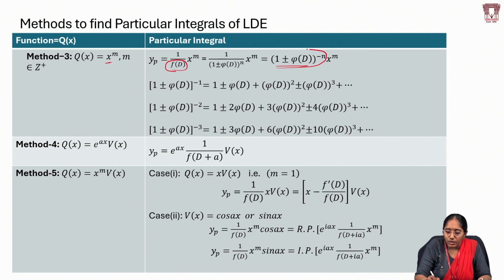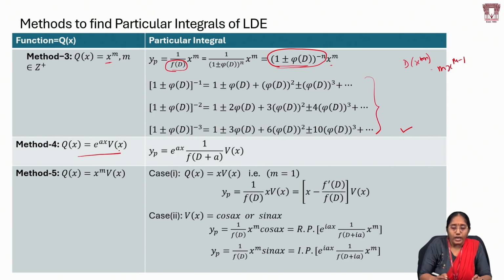For expanding this binomial, we use these specific formulas. These are the binomial formulas. Use these binomial formulas. Expand 1 plus r minus phi of D whole power minus 1, or whole power minus 2, or whole power minus 3, multiply each term with x power m and then evaluate. Here evaluation means the D of x power m. What is the derivative of x power m? M into x power m minus 1, and so on. Applying the appropriate derivative to that particular term and then simplify. That is the third method.